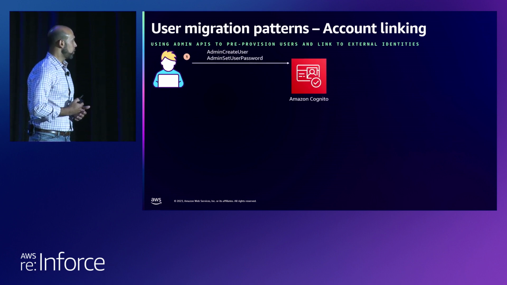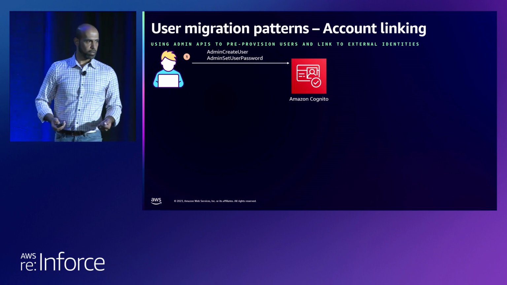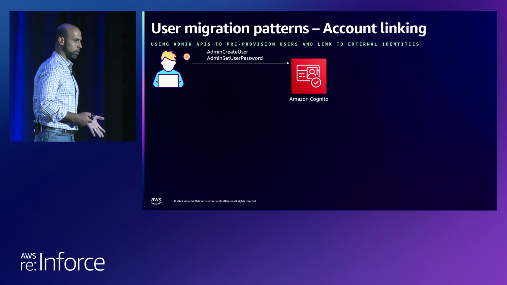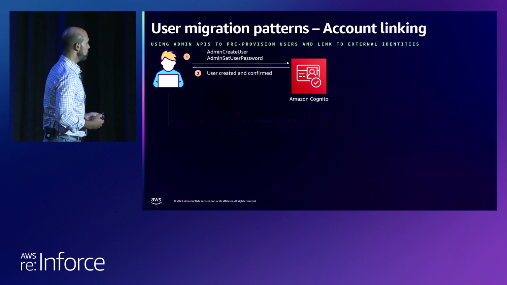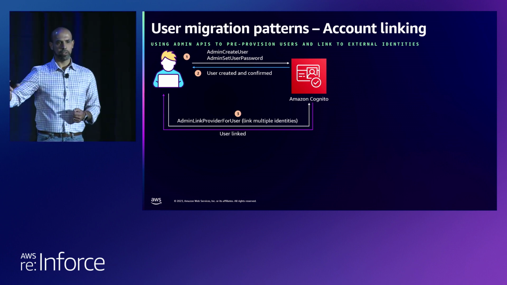Similar to the previous pattern, you can use admin or backend APIs to pre-create the users into the user pool. So the user is created, you set a password for the user, and they are ready to be used. They are confirmed. You can then link this user to one or more external identities.